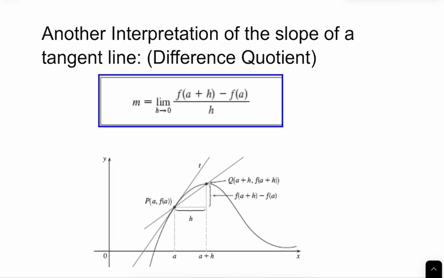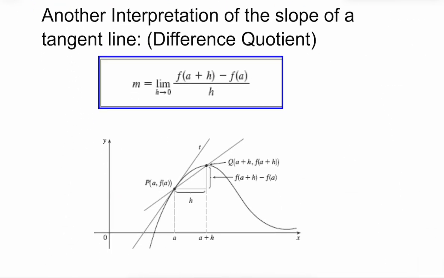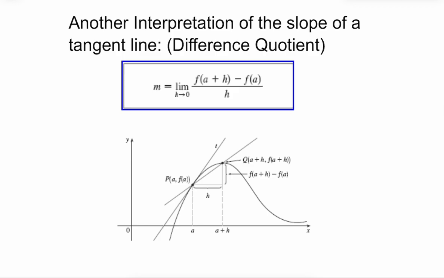Okay. There's another interpretation of the slope of the tangent line, and we call h the distance between a and our second point, a plus h. And the importance of this version of the slope of our tangent is the fact that this version will always simplify. So that's the difference quotient we're most often used to.